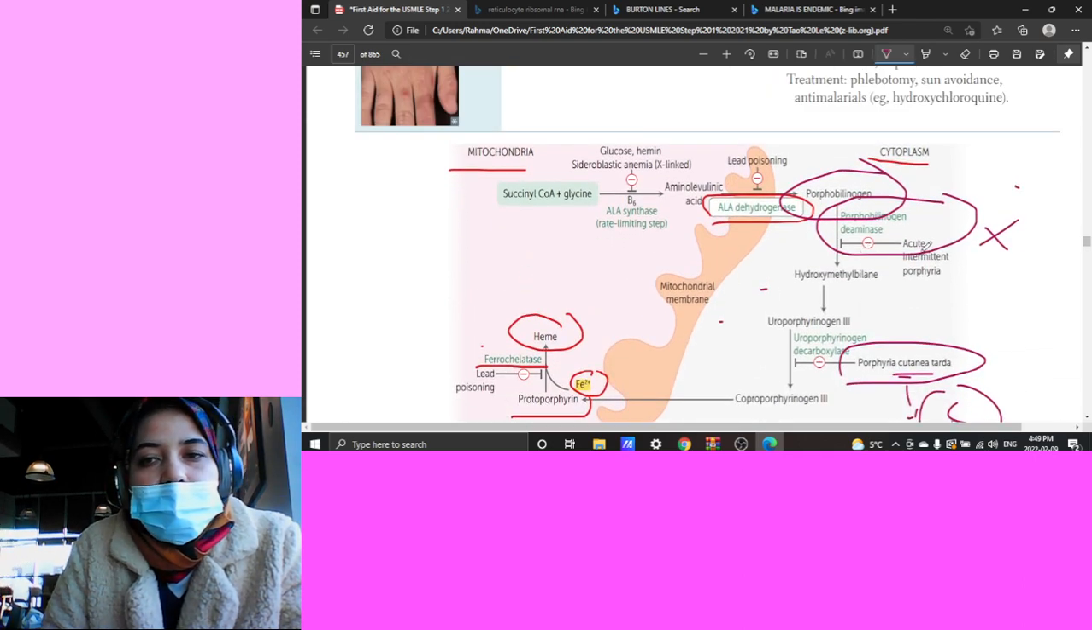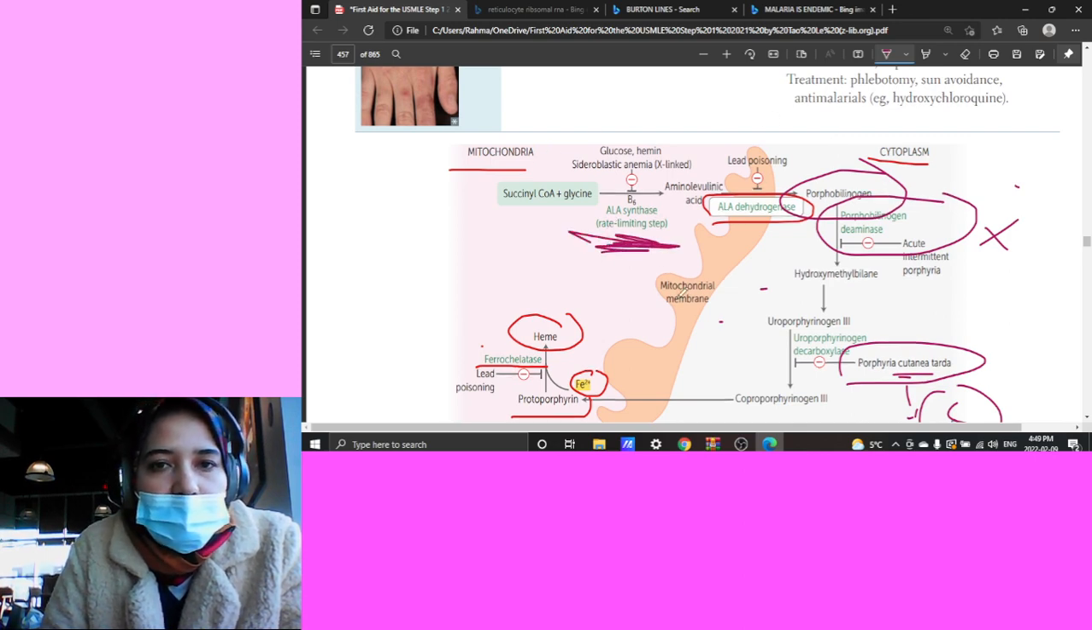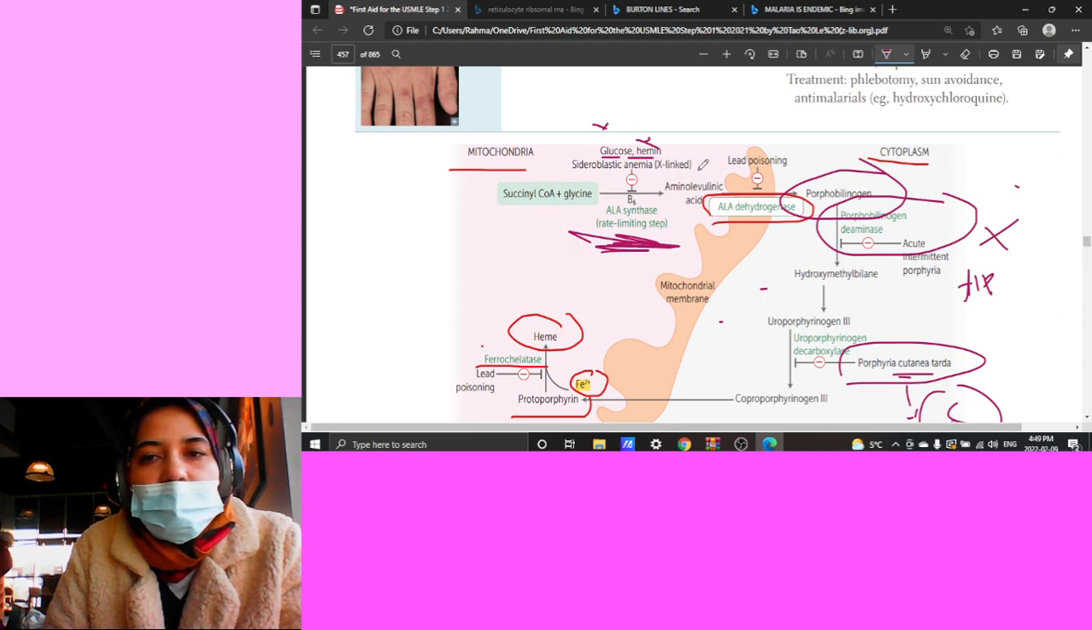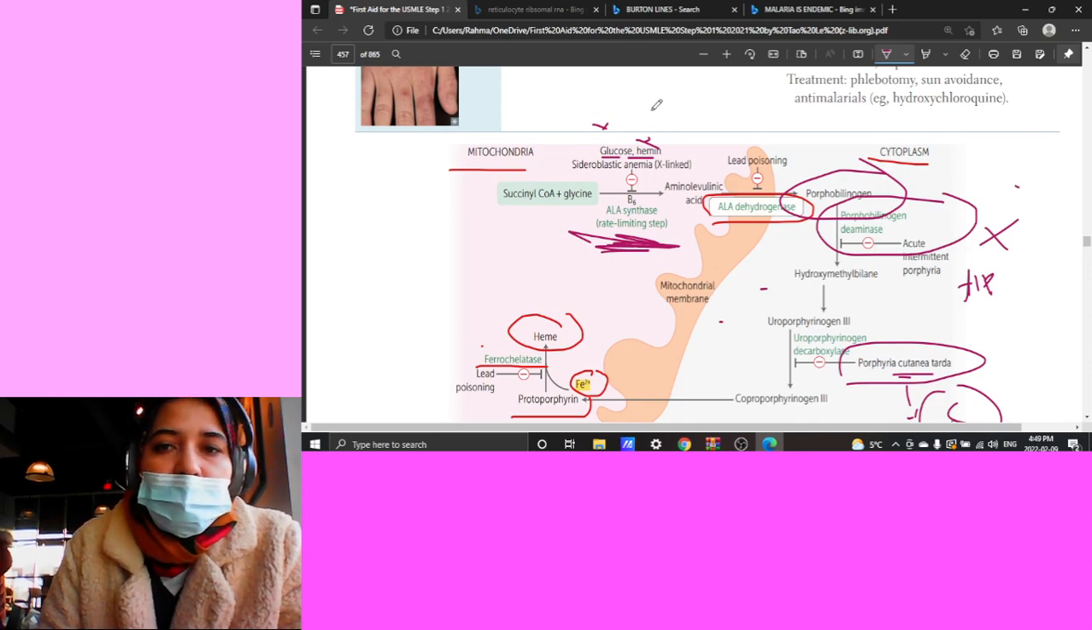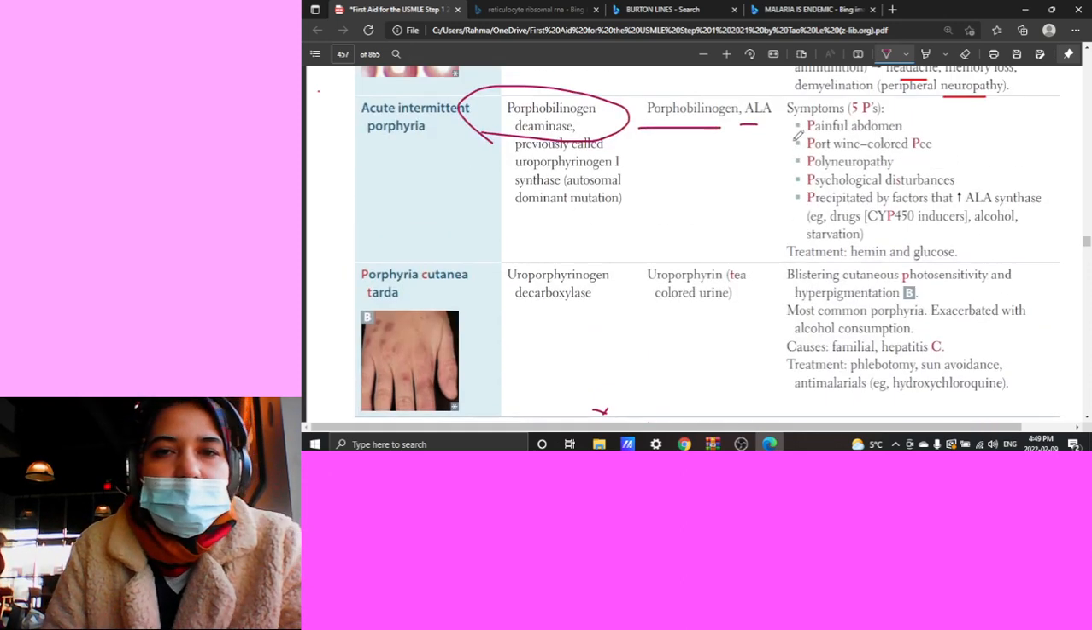So how can I treat this, right? I can just stop all of this from happening by preventing my rate-limiting step of ALA synthase, right? And I can do that by using glucose and heme, which work to prevent ALA synthase from working, because heme acts as a negative regulator of ALA synthase. One way for me to treat AIP is to give glucose and heme to inhibit ALA synthase. I've prevented ALA from being formed, and I've prevented porphobilinogen being formed, so that I don't have these two substrates building up and causing the symptoms that you see.